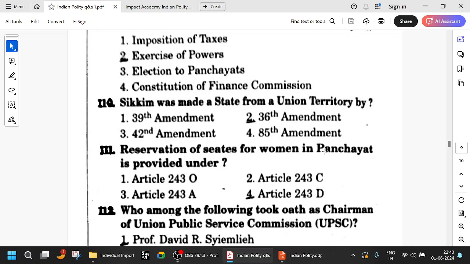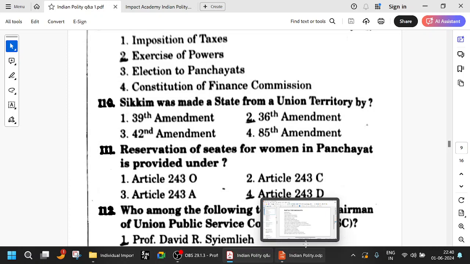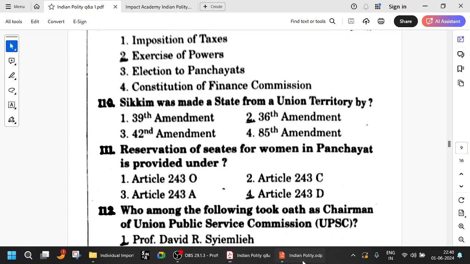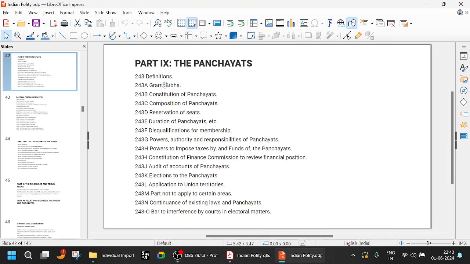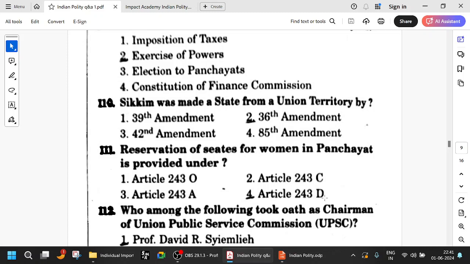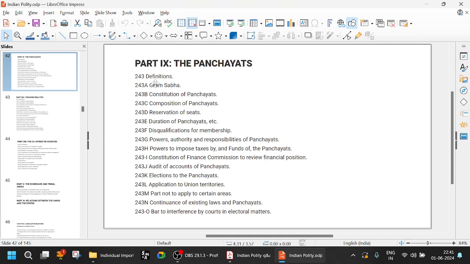So reservation of seats for women. Reservation is D. We have seen, right, Article 243 for panchayats, 243 to 243O. So remember that D is reservation. 243D is reservation. 243O is the last one, bar on interference by courts. 243A is the top one, that is Gram Sabha. O is the last one, bar to interference by courts. So whatever happens in the panchayats, courts should not interfere.